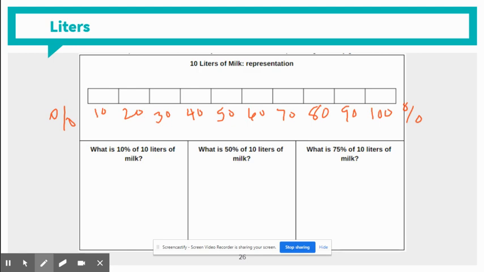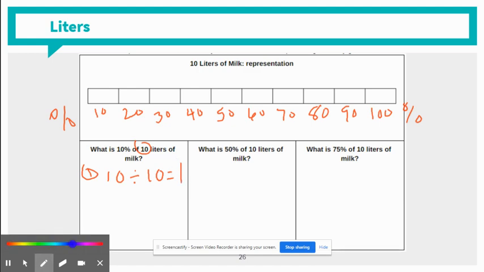Now it says first box, what is 10% of 10 liters? Our first step, like I've taught you, is to take the whole number and divide by your parts, which is 10. So this so happens to just be another 10. So 10 liters divided by 10 parts. 10 divided by 10 is 1. So I'm going to use a different color so I don't get confused. And I know each one of these is going to represent 1 liter. Okay, so those are our parts.